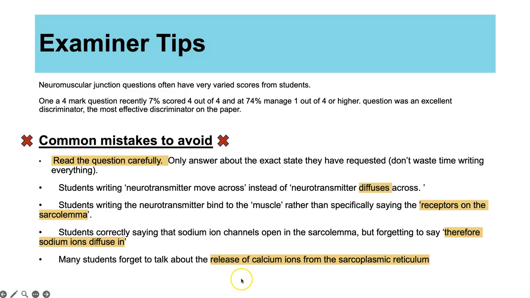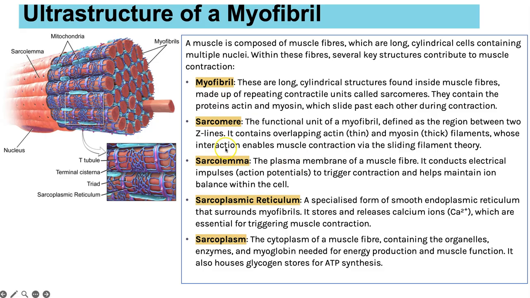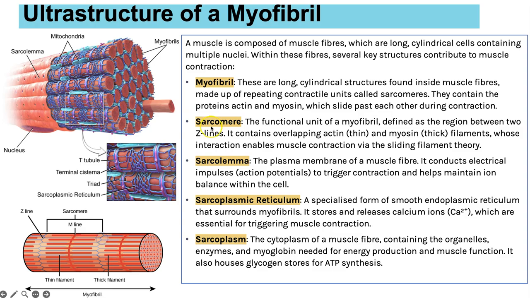filament theory. And that takes us on to the next bit, which is looking at the ultrastructure of the myofibril, which is where the sliding filament theory occurs. So you need to know these key structures, so you could turn this into flashcards if you wanted, so you've got those key terms, but let's just go through some of these structures and we can have a look at it on the diagram.